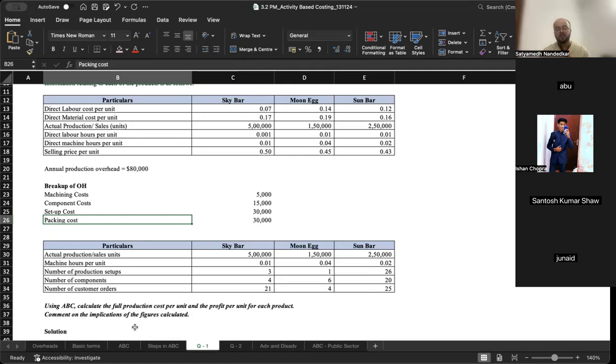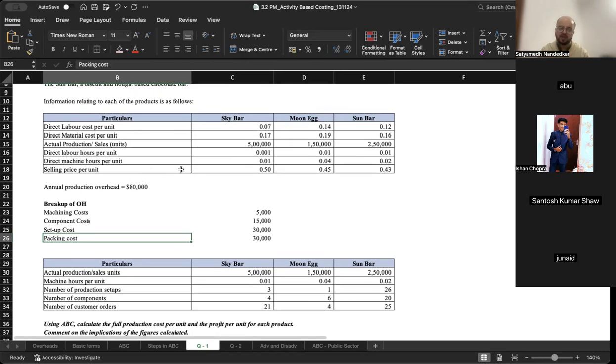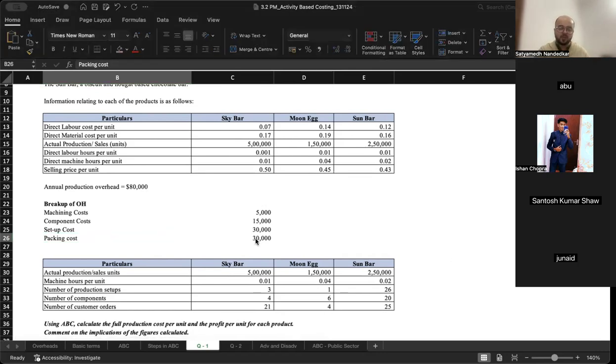Now, they have given you the total production overheads and they have given you the breakup of cost. Under the traditional approach to cost calculation, what you would have done is divide the total budgeted overheads by the budgeted output, which is 5 lakh plus 150 plus 250. You would have calculated an overhead absorption rate and applied that to all the items together. Here, they have given you a split of individual cost.